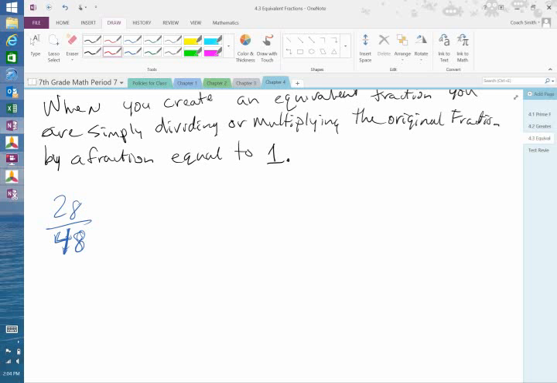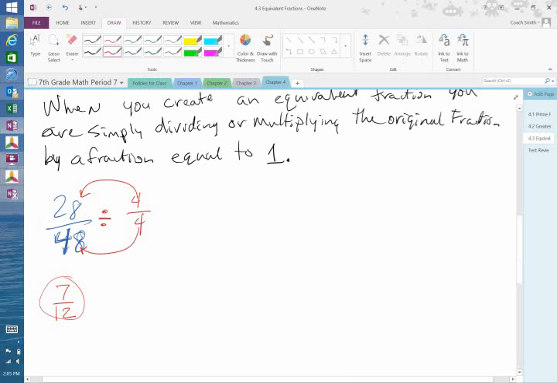Okay, raise your hand if you have an answer. Okay, Gabby, what'd you get? 7 over 12. That is correct. Now, to reduce this fraction, we find the greatest common factor between 28 and 48. The greatest common factor between 28 and 48 is 4. So I'm dividing 4 into 28 and 4 into 48. 4 goes into 28 7 times. 4 goes into 48 12 times. There are no common factors between 7 and 12, so therefore that's as low as the fraction can be reduced.